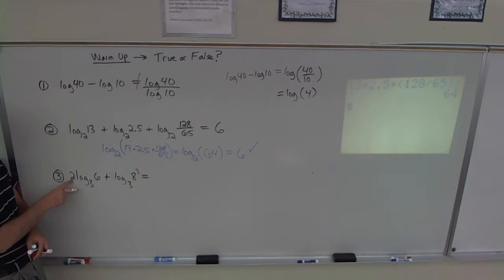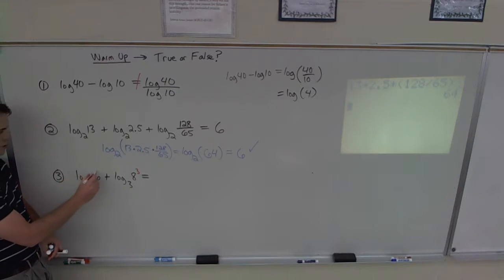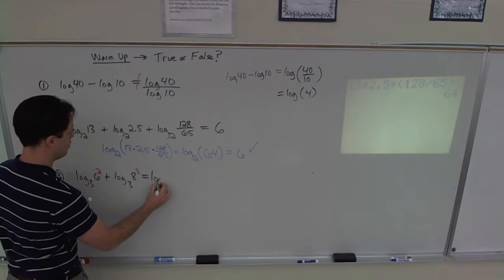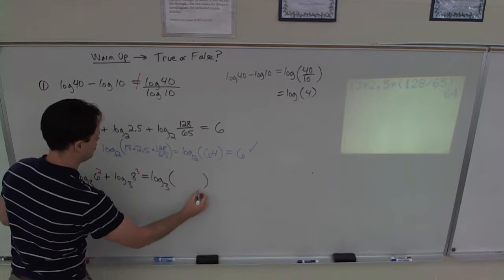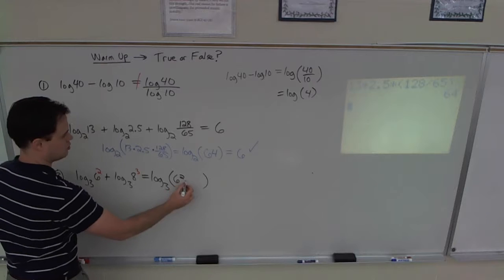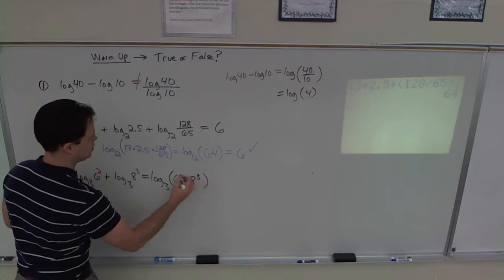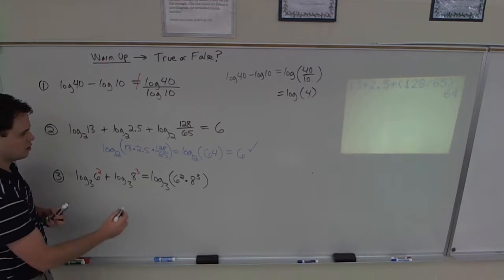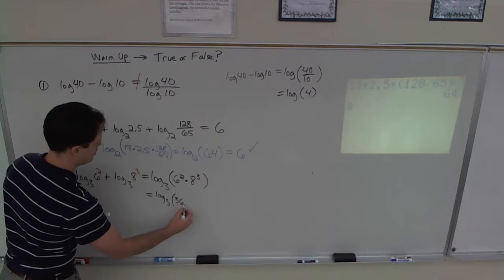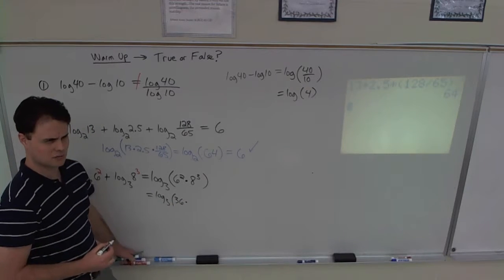Where could that 2 be? Up there. Now you can put it together with multiplication and say 2 logs become 1 log with what inside? 6 squared, and times, plus becomes times 8 cubed. So this is the same thing as the log base 3 of 36 times 8 cubed, is that 512?